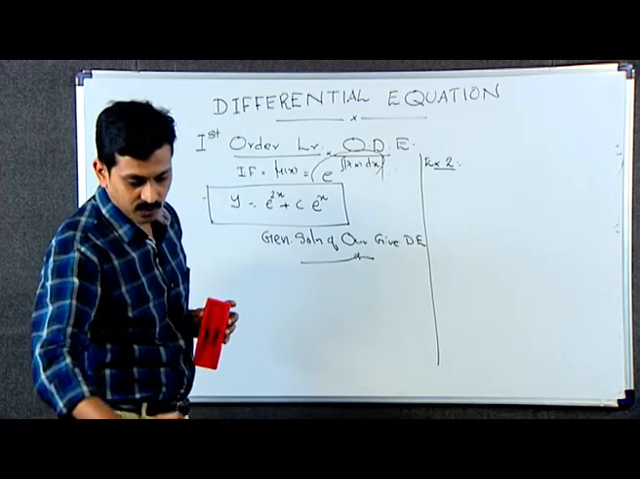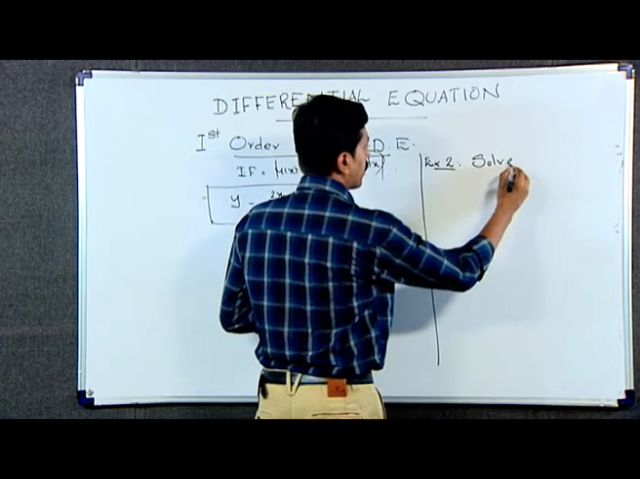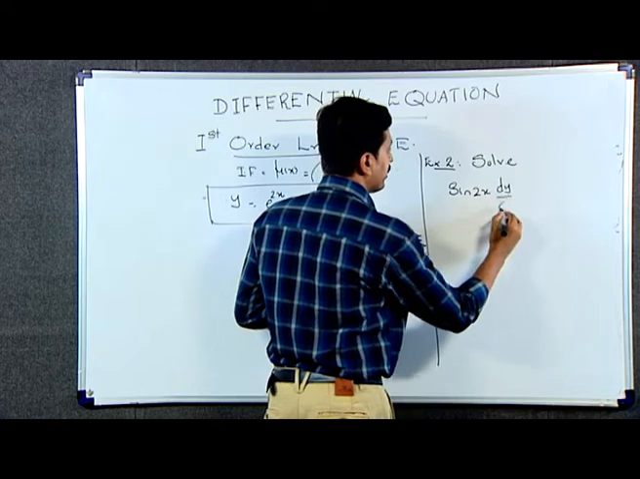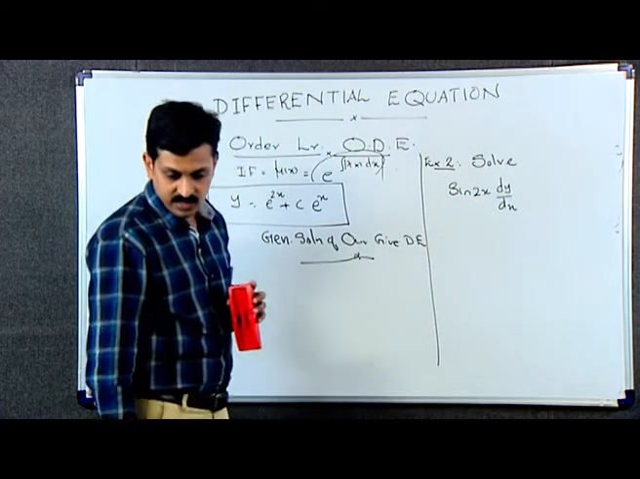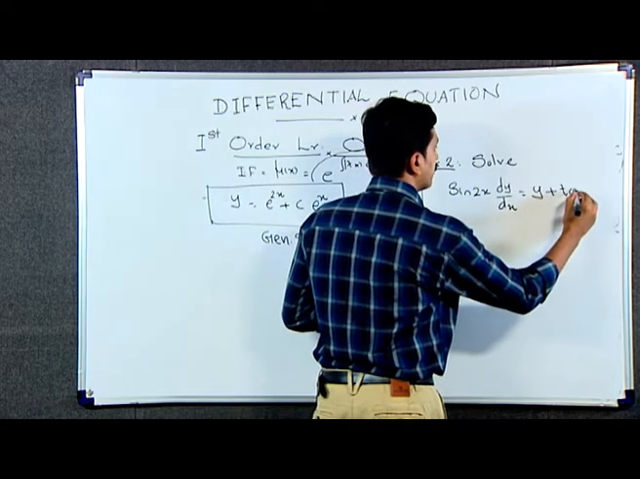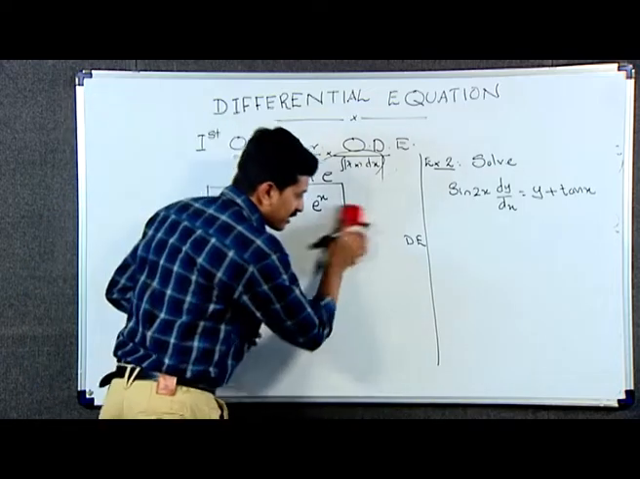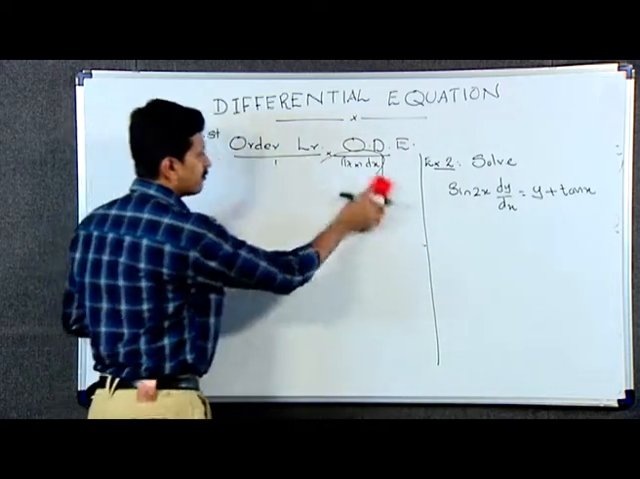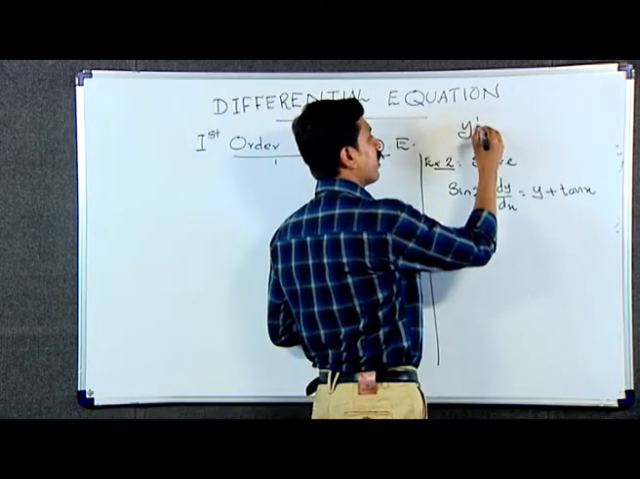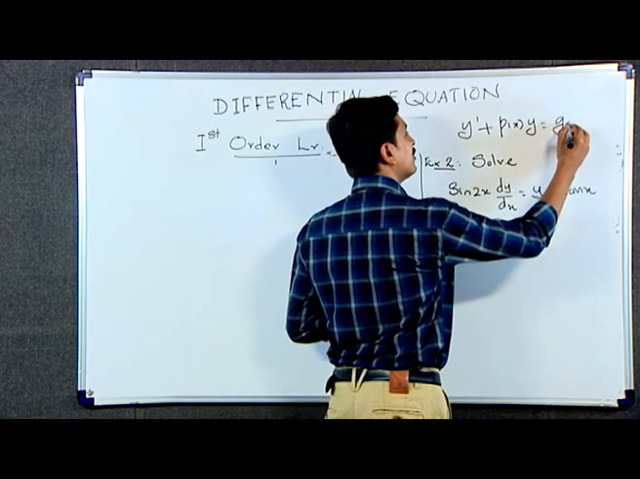Solve sin 2x dy by dx is equal to y plus tan x. Listen, we can compare this to our general form. Which is our general form? The general form is y dash plus p of x into y is equal to g of x.